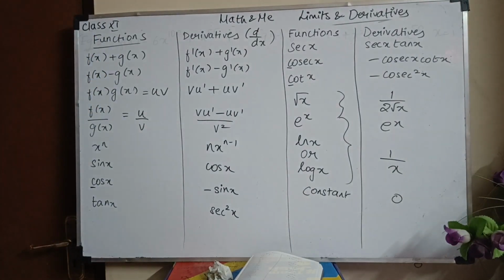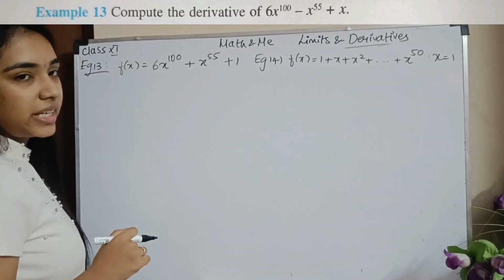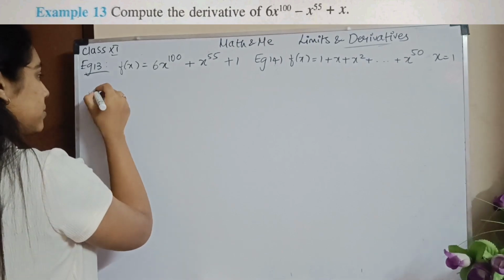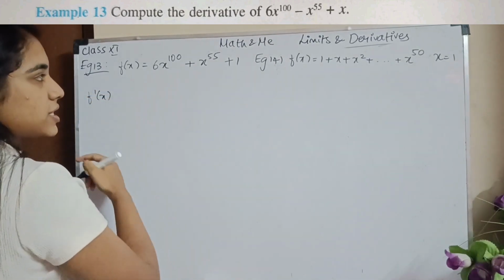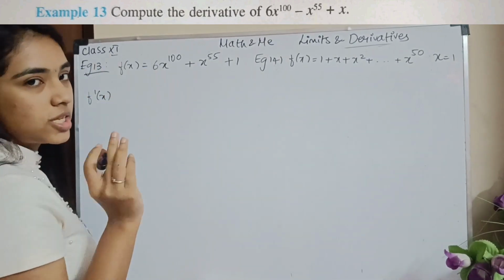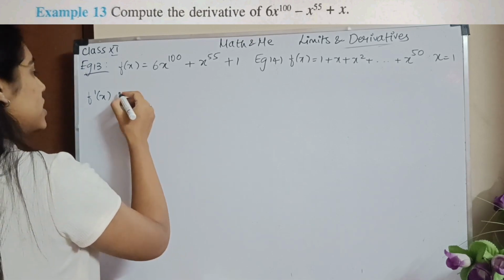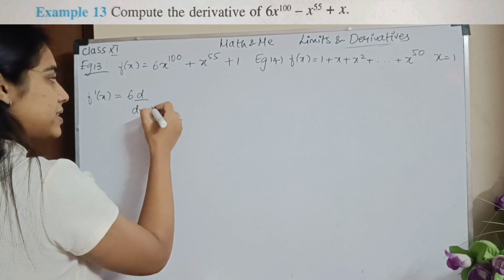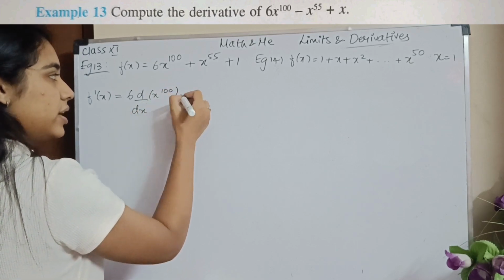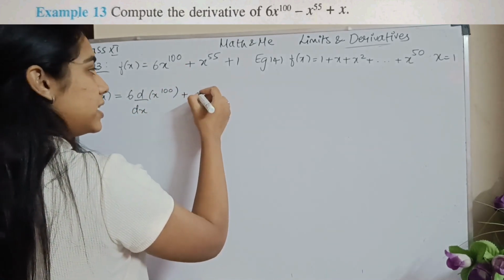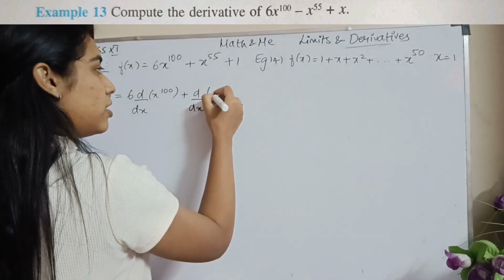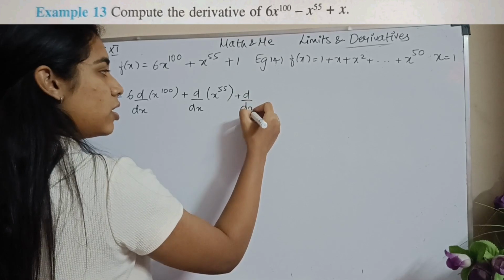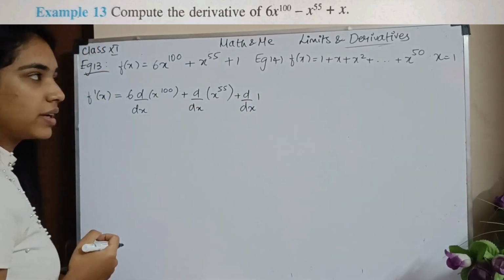Okay, moving on to example 13. So we'll apply whatever we learned. If f of x is given, I need to find my f dash of x. Okay, this is a constant. For a constant, the constant comes out. So the first step will be 6 times d by dx of x to the 100, plus, here there is a constant, so I'll have d by dx of x to the power 55 plus d by dx of 1. The derivative of a constant is 0.